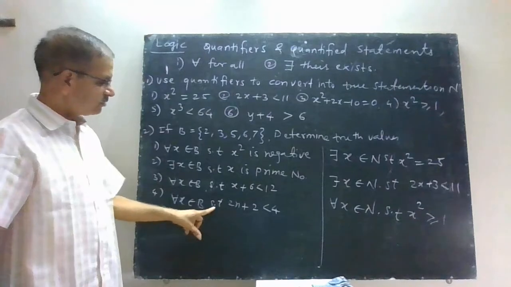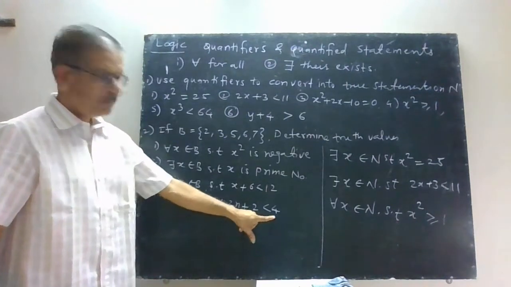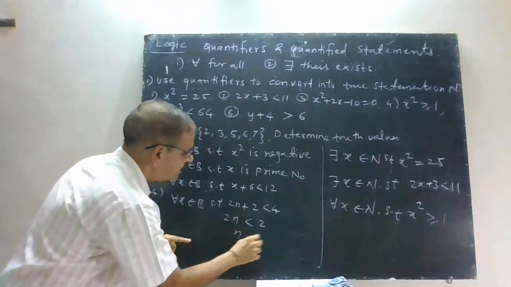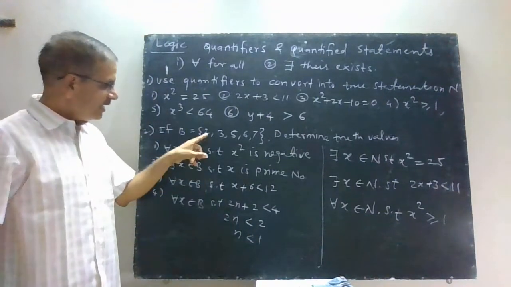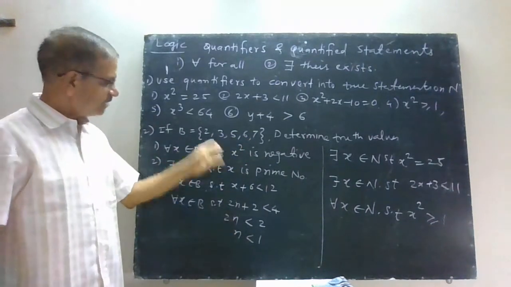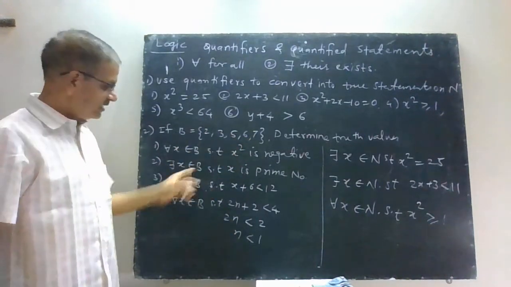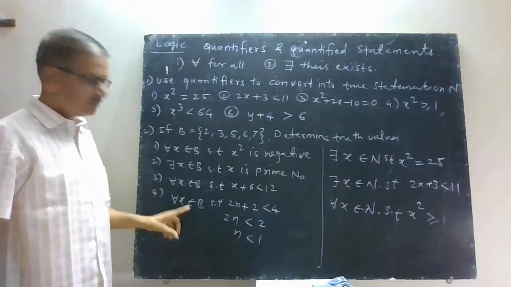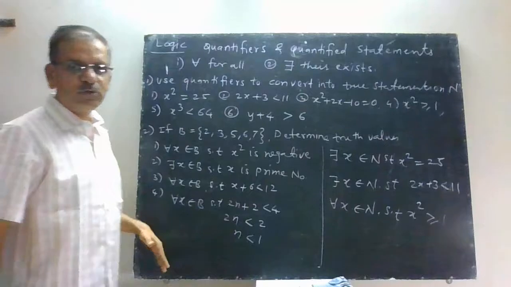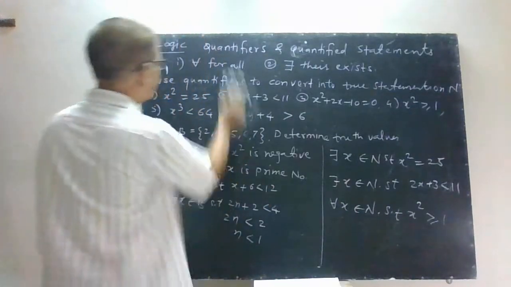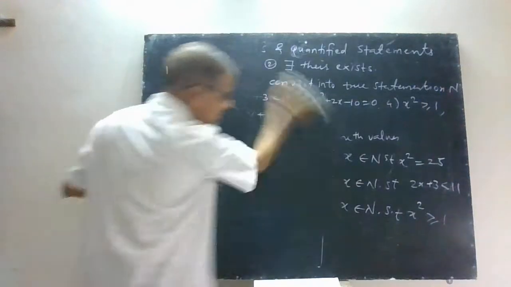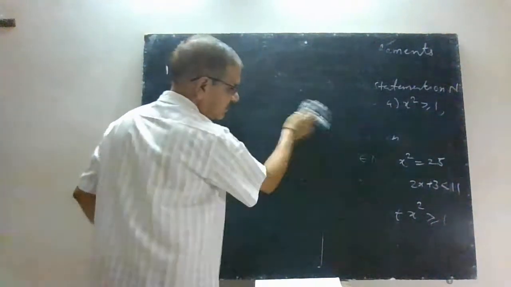For all x belongs to B such that 2n plus 2 less than 4. That means it is 2n less than 2 and n less than 1. N less than 1, is there a possibility here? No, actually n is greater than 1. So this statement is also a false one. In this way you can determine whether the statements are true or false. This is for quantifiers. Now we will see the next point, and that is negation of given statements.